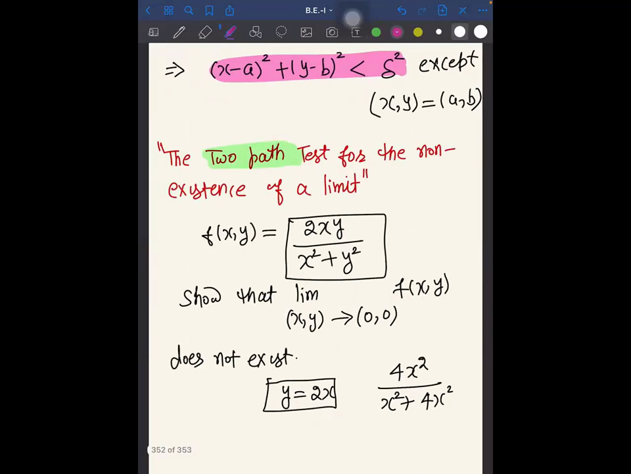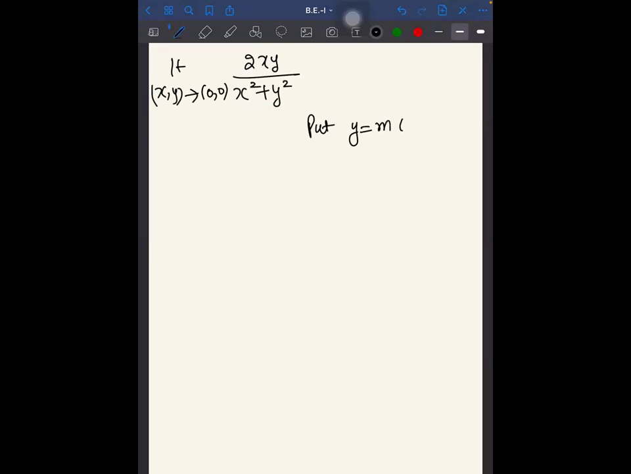Okay. So idea would be you simply take it as, if you have again the same question, 2xy upon x square plus y square, and you want limit xy goes to 0 0, you simply put y is equal to mx. Now what do you get? Limit x goes to 0 of 2m x square upon x square plus m square x square.